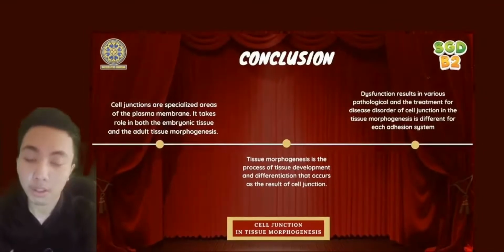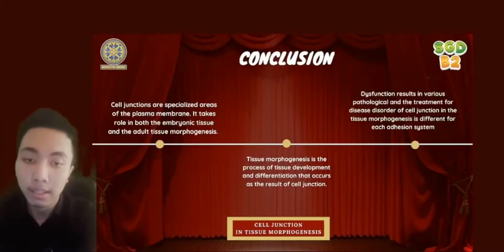I will tell about the conclusion of the discussion before. First, cell junctions are specialized areas of the plasma membrane that attach one cell to another or to extracellular material. Second, tissue morphogenesis is the process of tissue development and differentiation that occurs as a result of cell junction. Third, dysfunction results in various pathological conditions, and the treatment for disease disorders of cell junction in tissue morphogenesis is different for each adhesion system.